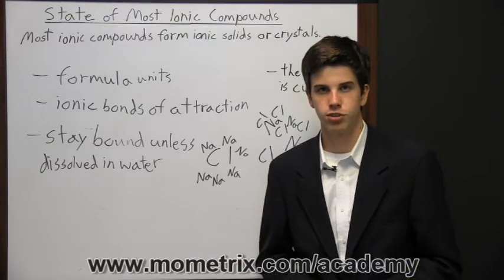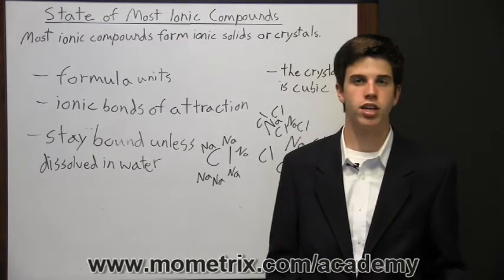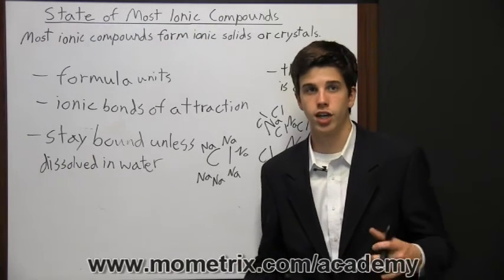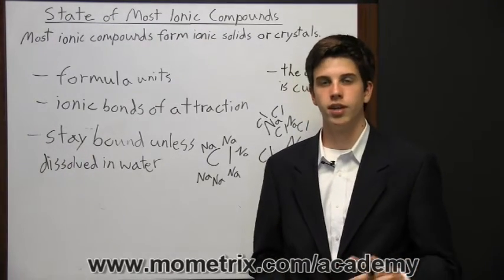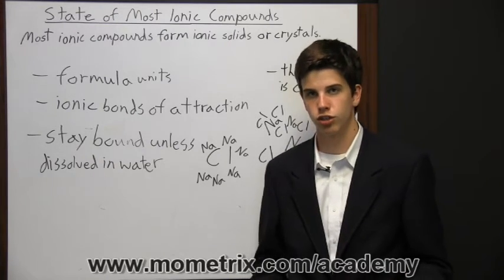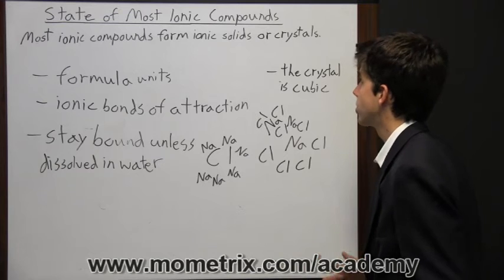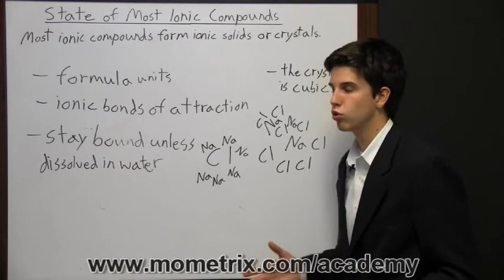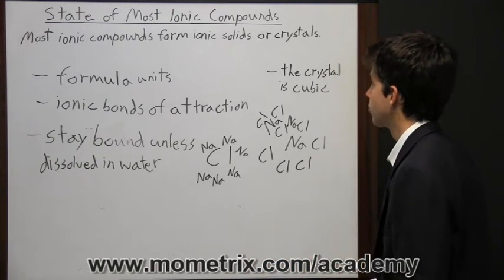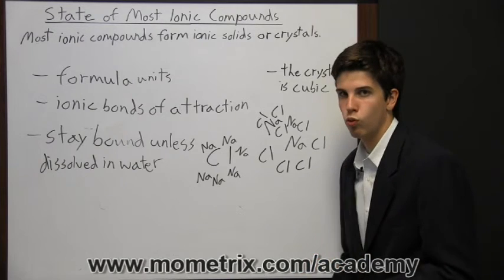Now, ionic crystals come in many shapes and colors. Think about any type of gem that's very colorful. That is going to be probably an ionic crystal. So hopefully through this you have a better idea of the state of most ionic compounds. And it's important to remember that most ionic compounds form ionic solids or crystals.